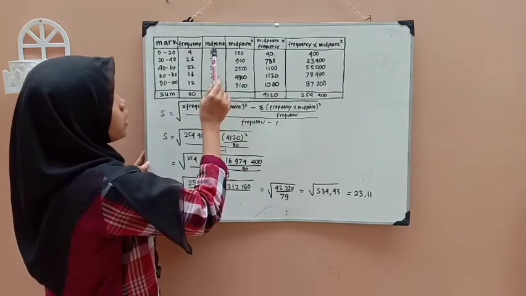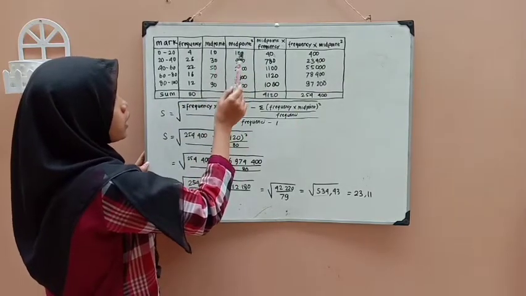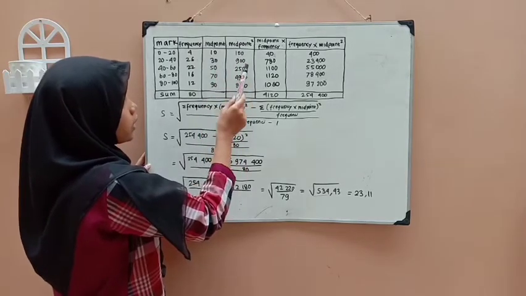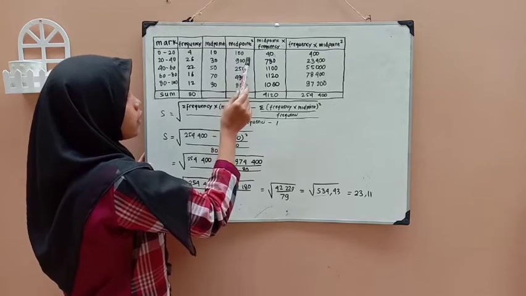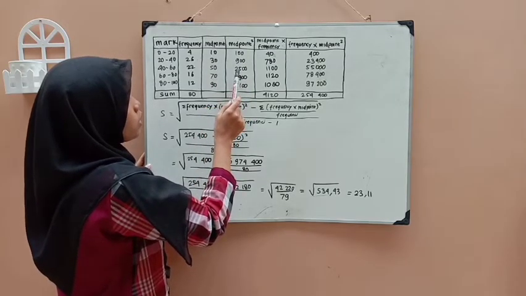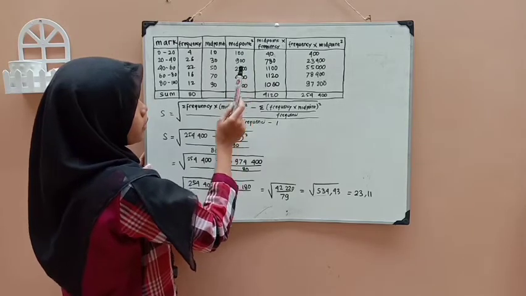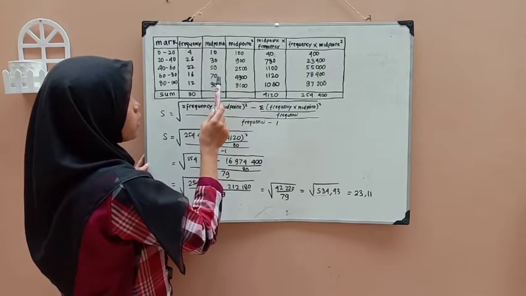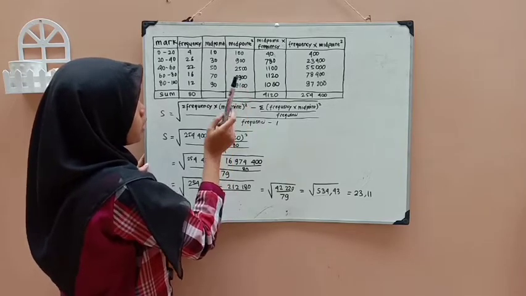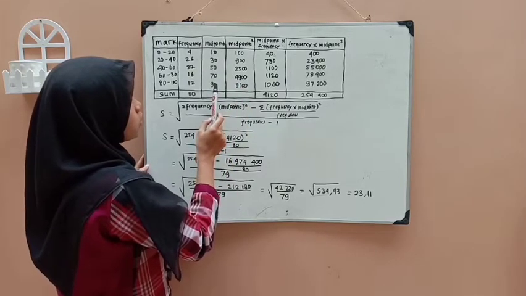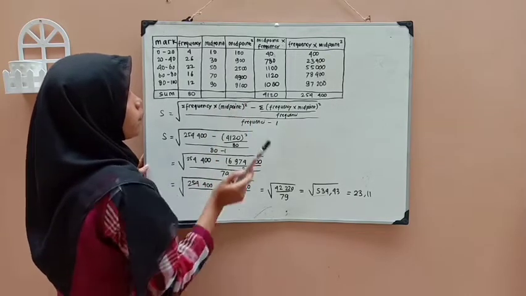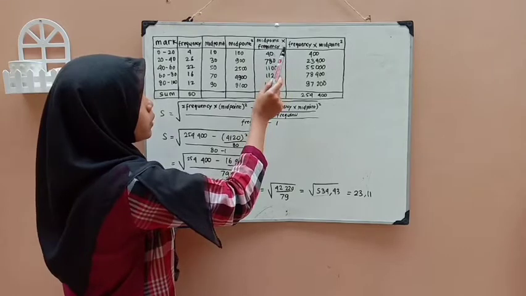Midpoint squared. 10 squared is 100, 30 squared is 900, 50 squared is 2,500, 70 squared is 4,900, 90 squared is 8,100.